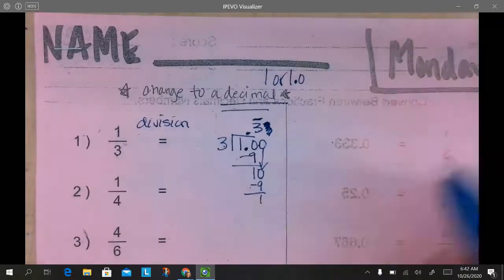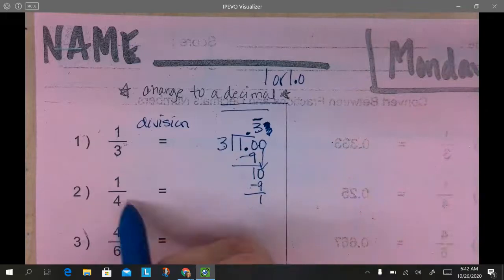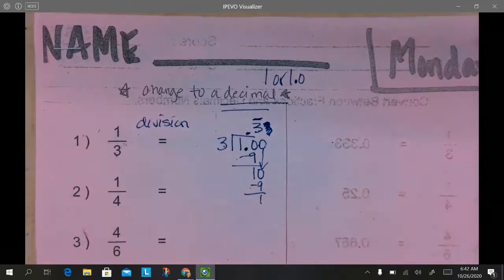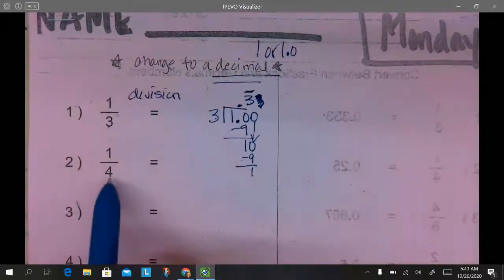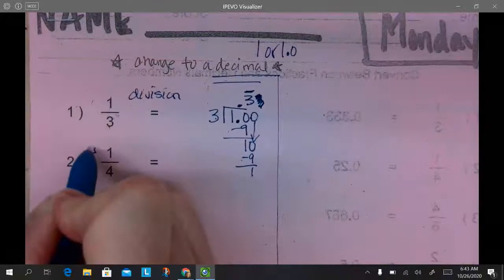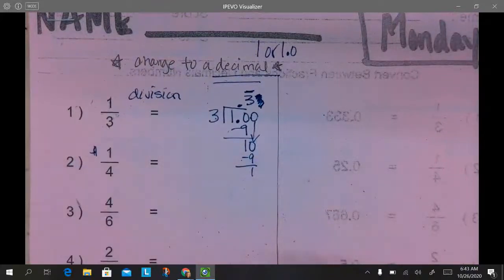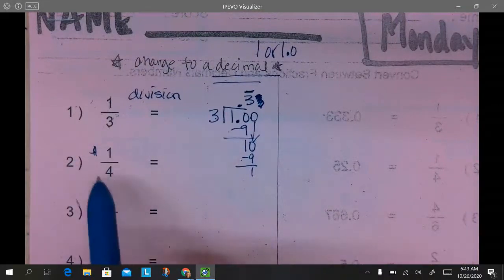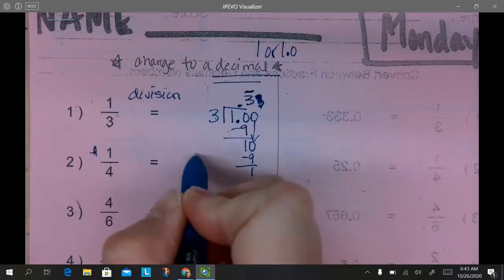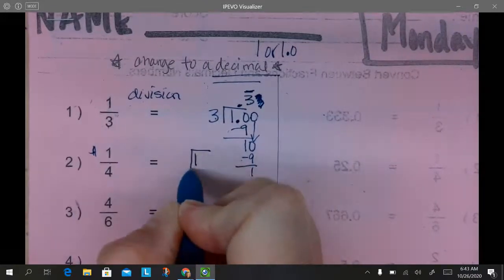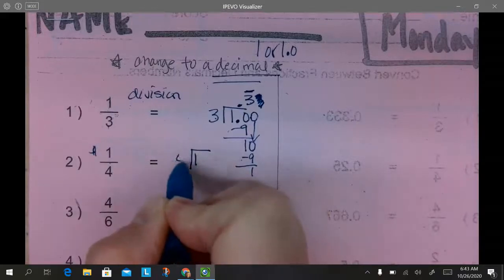So number 2. If I said I want you to make this into a decimal, you might already know that 1/4 is 0.25, because 1/4 of $1 is 25 cents. So you might want to think about money for this one. So that might be a good indicator or a clue. But if not, that's okay. You want to make sure that you do 1 divided by 4.